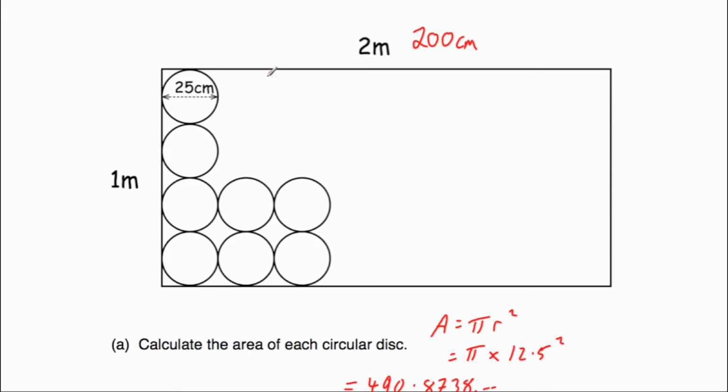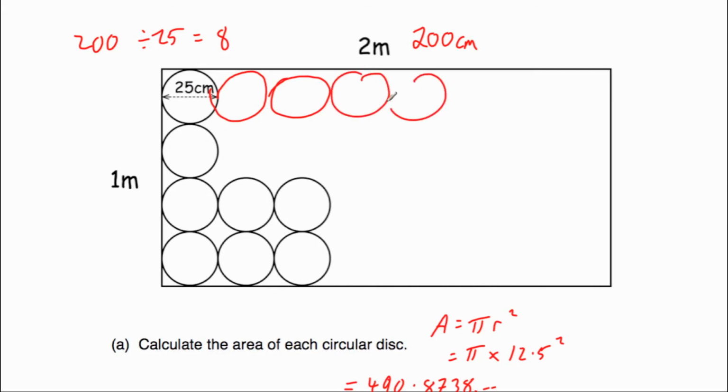If we want to find out how many circles he can remove in each of these rows, because as you can see there's 4 rows, the row on the top, the next row, and then the bottom row, what we need to do is find out how many 25s go into 200 centimeters. So 200 divided by 25 is equal to 8. That means in each row there's 8 circles, and I'm going to try to sketch them here. Now this won't be the best sketch, but there's going to be 1, 2, 3, 4, 5, 6, 7, 8. So in each row there'll be 8 circles because 8 25s is 200 centimeters.